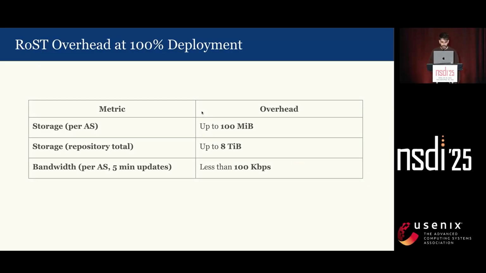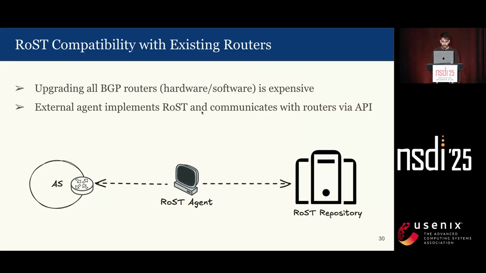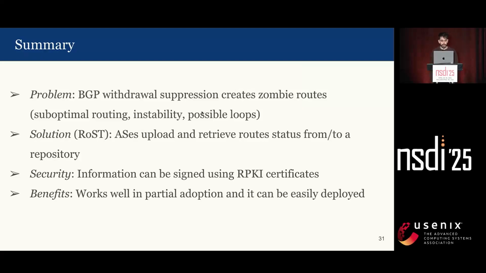I will skip the rest because of timing, and go to the summary. We've presented the problem, BGP withdrawal suppression, that creates reroutes. This has real impact on the internet: it creates suboptimal routing, instability, and possible routing loops. And we propose a solution, RoST, in which ASs upload this information periodically, and other ASs retrieve it and validate it from the repository. We also cover the security aspect, as this information will be signed using RPKI certificates, and RoST benefits from partial adoption and can also be easily deployed. Thank you very much.